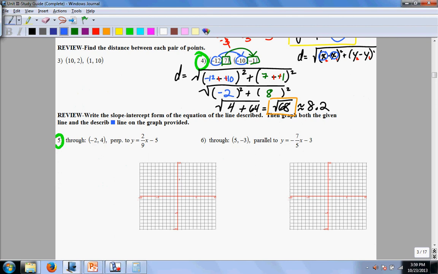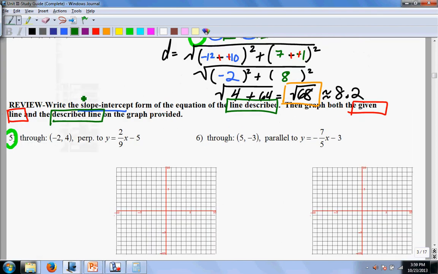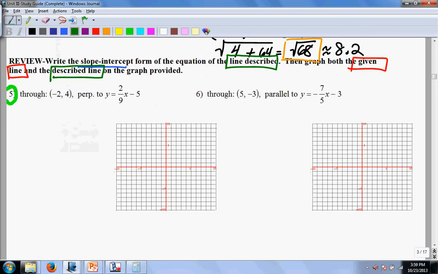Here it says write the slope-intercept form of the equation of the line described. So we have a described line. Then graph both the given line, there's going to be a given line, and the described line on the graph. So we're going to have two lines here, a given line and a described line. I'm going to do the one on the left. So on the left, our given line is this.